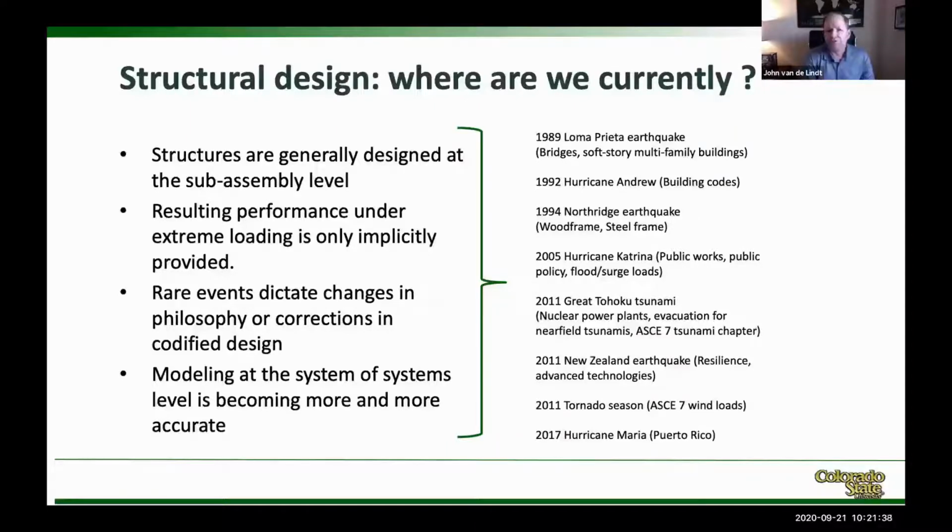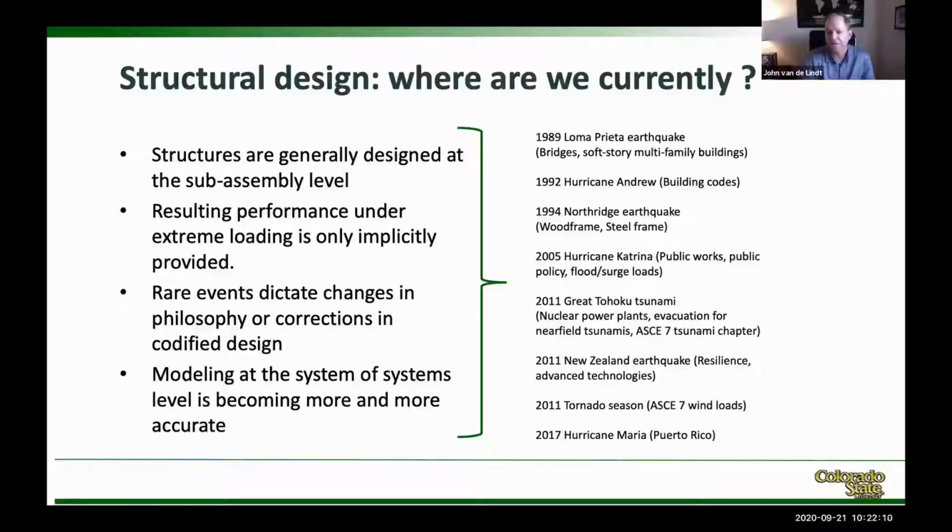But there are these rare events, and as I was preparing this slide, I started to see that a lot of these events are starting to not seem so rare anymore, but they dictate changes in and corrections to codified design, and we change the philosophy and we recalibrate over the decades or the years, but it does take time. And so modeling it at the system of systems level is becoming more and more accurate.